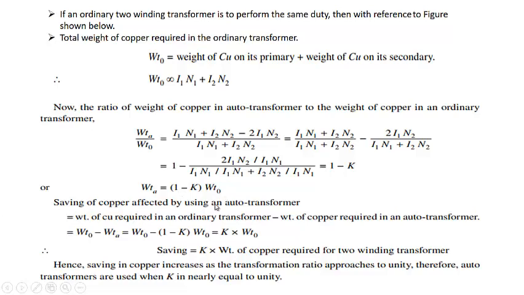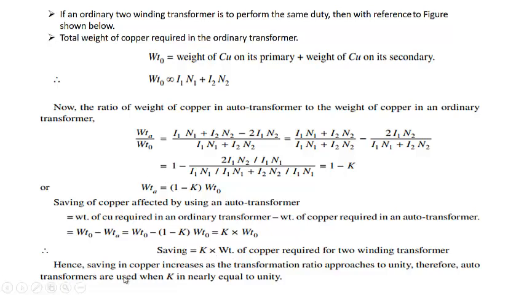Now what will be the saving of the copper in auto transformer? Because weight of the two-winding transformer will be more as compared to the weight of the auto transformer, we'll subtract weight of the two-winding transformer minus weight of the auto transformer. Weight of this two-winding transformer is WT0 minus 1 minus K WT0, because this is the weight of the auto transformer. So it will be equal to K times WT0. That means saving will be K times weight of the copper required for the two-winding transformer.